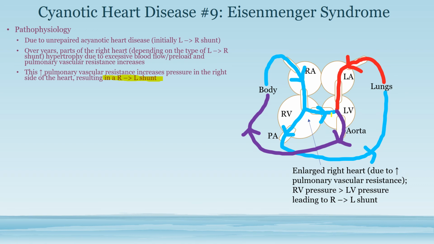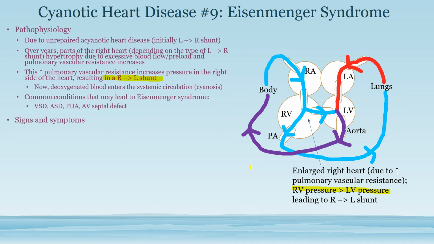Let's see what happens here. Say we have a VSD and we get Eisenmenger syndrome. What happens is that the right ventricle is now much larger than the left ventricle and at higher pressure, and blood is going to go to the left ventricle, and you're going to get hypooxygenated blood going to systemic circulation. And that's going to cause cyanosis in the patient that has this condition. Usually it takes a long time for this to happen, but it can happen and is very severe. So you see the large right heart causing right ventricular pressure to be greater than left ventricular pressure, and that leads to a right to left shunt.